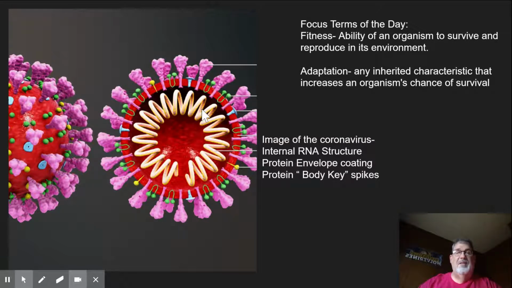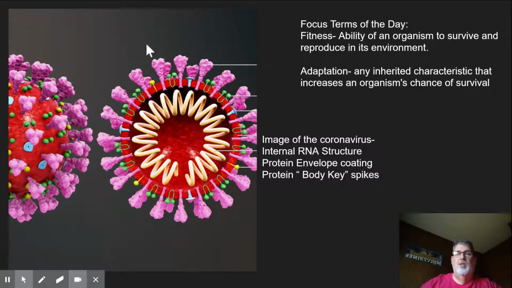So the fitness of this organism is very high because it survives and reproduces in its environment very well, in this case, human bodies. And it has gained an adaptation to help it survive through simple mutation. It's escaped its original host, which some say was either a pangolin or possibly a bat, and jumped species.